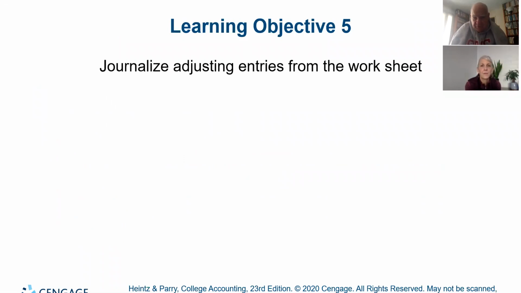Journalize adjusting entries from the worksheet. You know about transposition errors, right? Did we talk about that at all? How can you tell it's a transposition error? Do you remember that? Divisible by 9. Yeah, the difference is always divisible by 9.